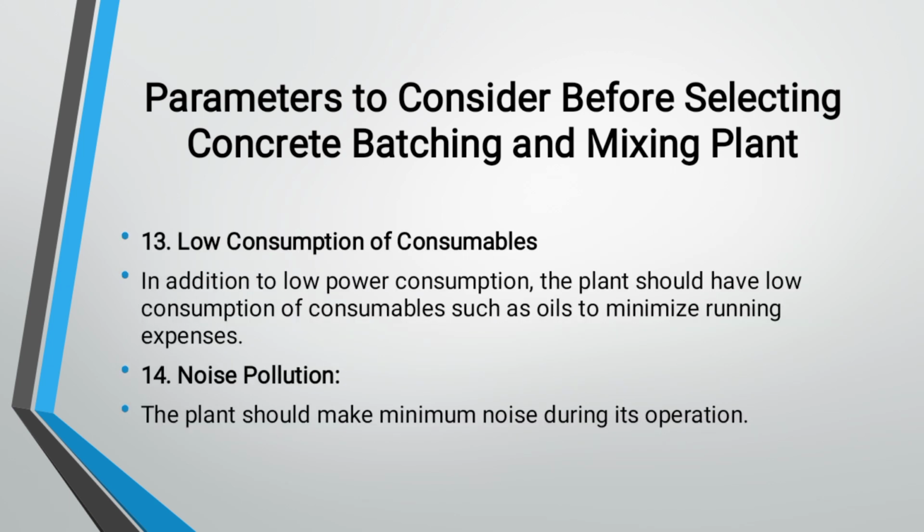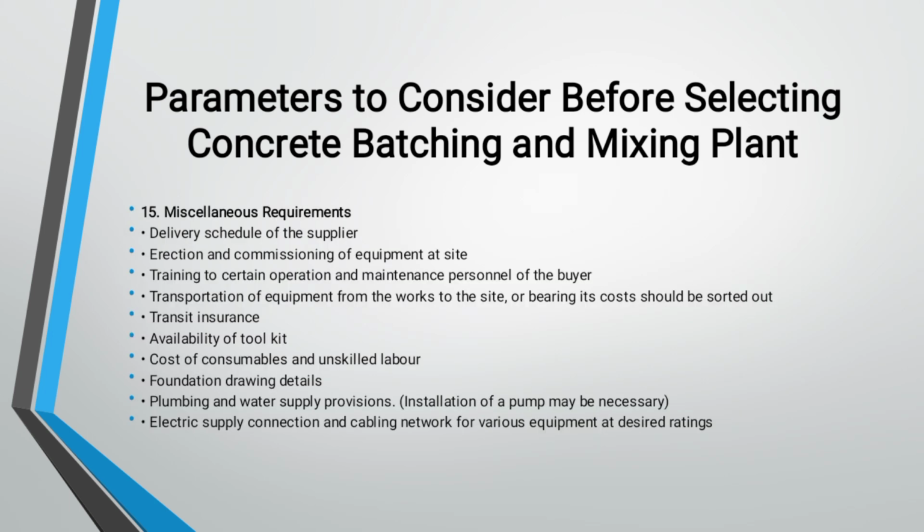Next one, we have got the low consumption of consumables. The batching plant should consume less consumable resources like the oil. Next, we have got the noise pollution. The batching plant should produce less noise to avoid environmental pollution and to avoid negative effects to the people operating it. Next, we have got the miscellaneous requirements, and these consist of things like transit insurance, availability of toolkits, and many others.